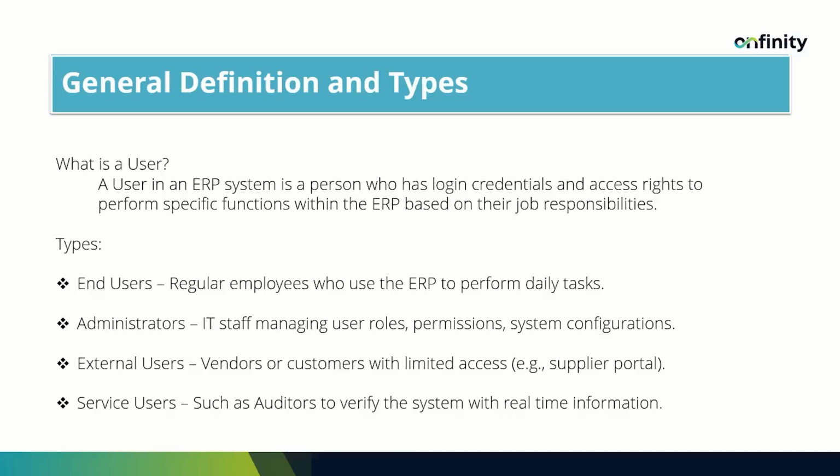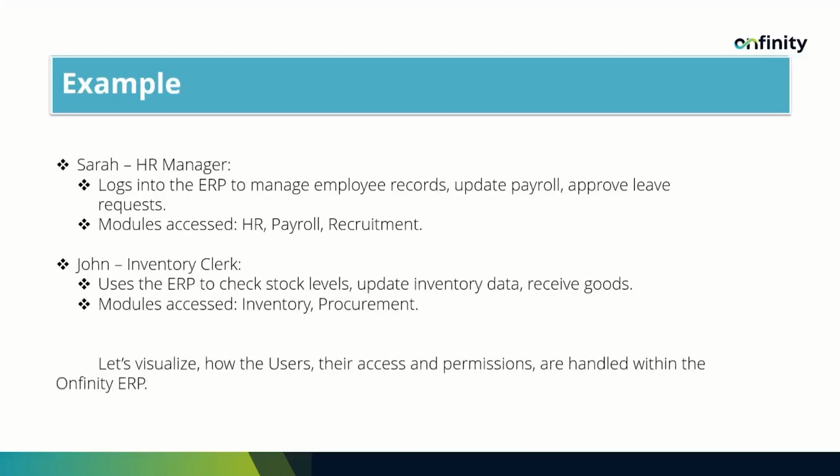Looking at a few examples can help us understand the concept. For example, Sarah is an HR manager in the organization. She is responsible for performing duties such as managing employee records, updating payroll, and approving leave requests. To do so, she must have access to modules like HR payroll recruitment. Secondly, John is an inventory clerk. He is responsible for using the system to check stock levels, update inventory data, and receive goods. He must have access to inventory and procurement modules to perform these activities.